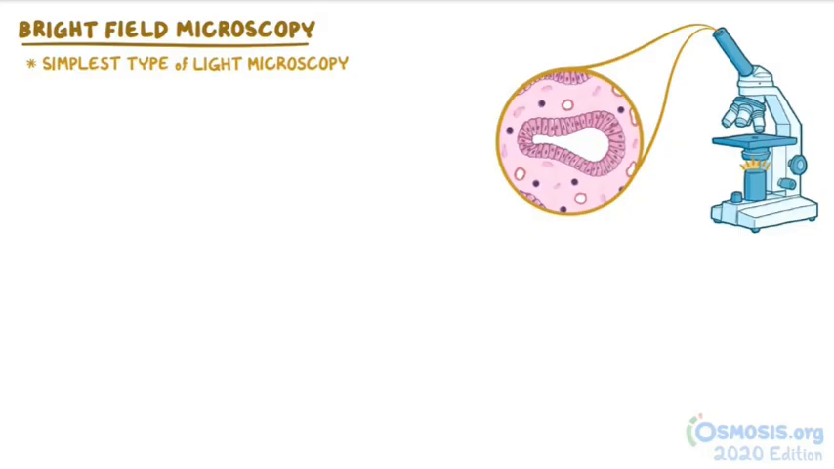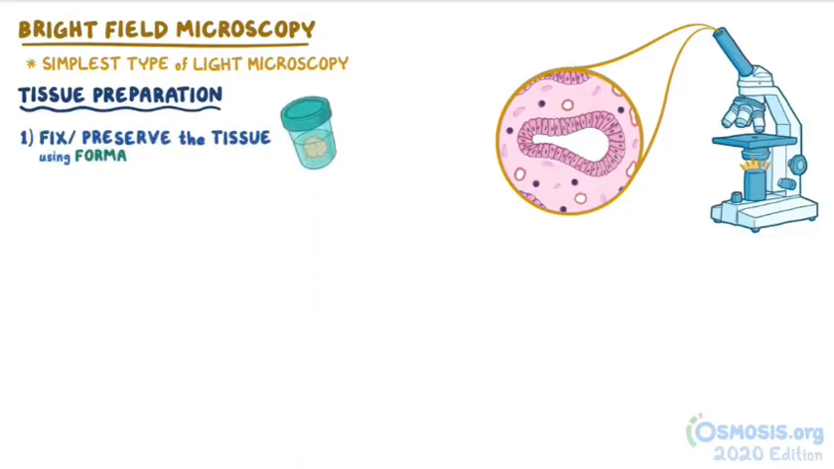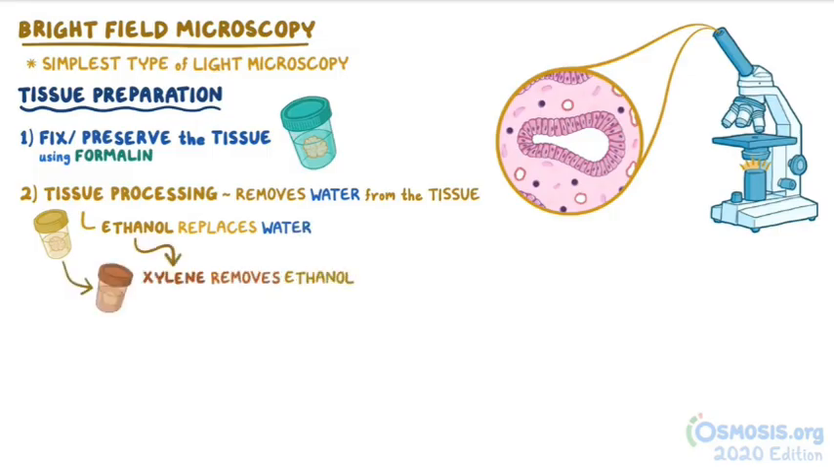In order to visualize the tissue, it needs to be properly prepared first. The most common method of tissue preparation has three main steps. First is to fix or preserve the tissue using formalin. The next step is tissue processing, which is the step that removes water from the tissue. This is done by using ethanol, which replaces the water in all the cells, and xylene, which removes ethanol by dissolving it, making it easier to embed the tissue in paraffin.